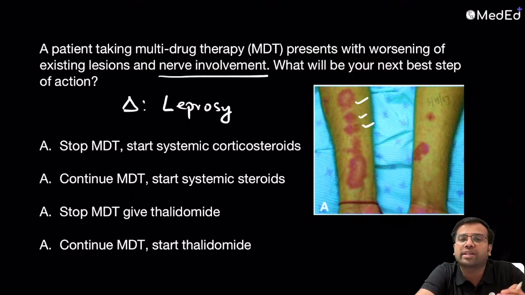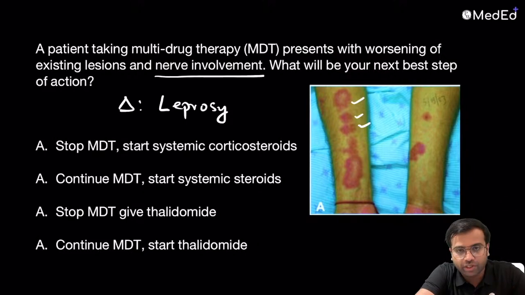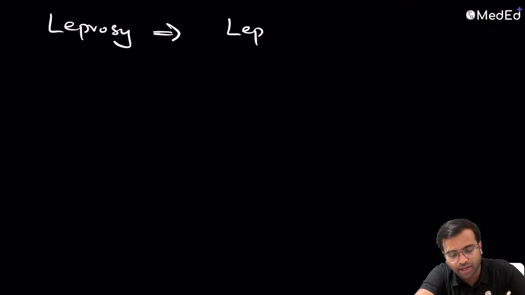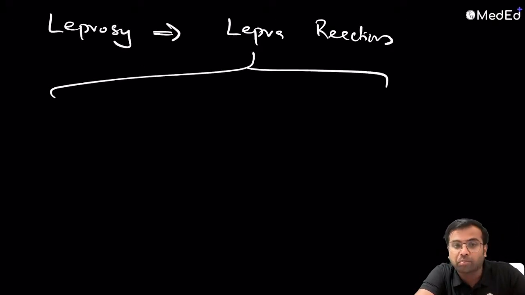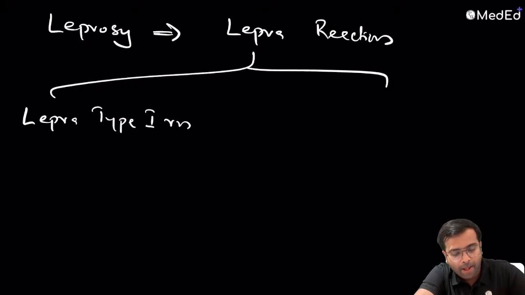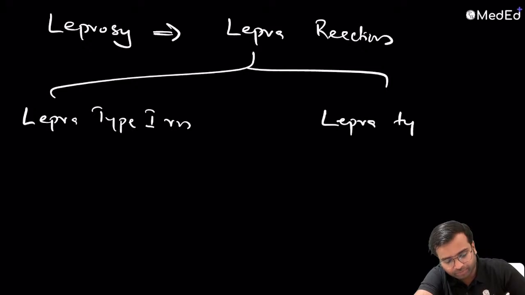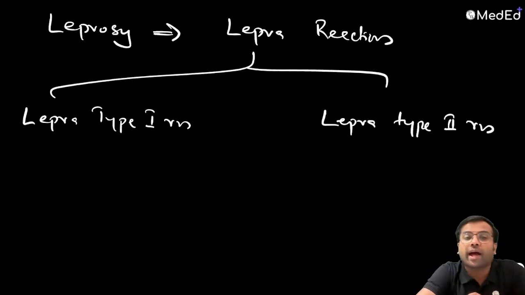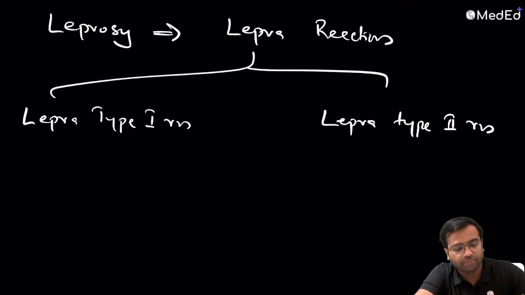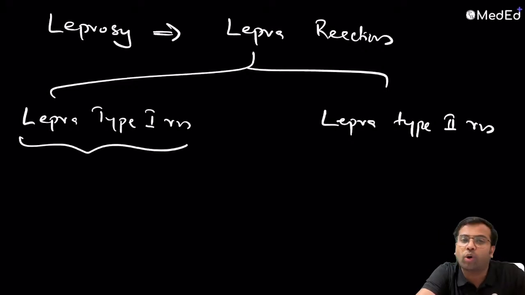So in leprosy, what is the condition that we are talking about? Just moving to the next slide now. What happens in leprosy is that there is something called a lepra reaction. Remember how many types of lepra reaction? There are several types, out of which we will discuss the most important types, that is lepra type 1 and lepra type 2 reaction. Lepra type 1 reaction is usually seen in all the types of borderline leprosy.